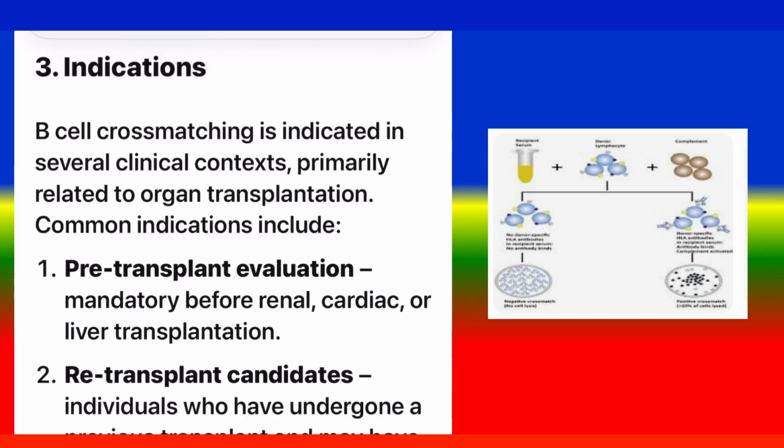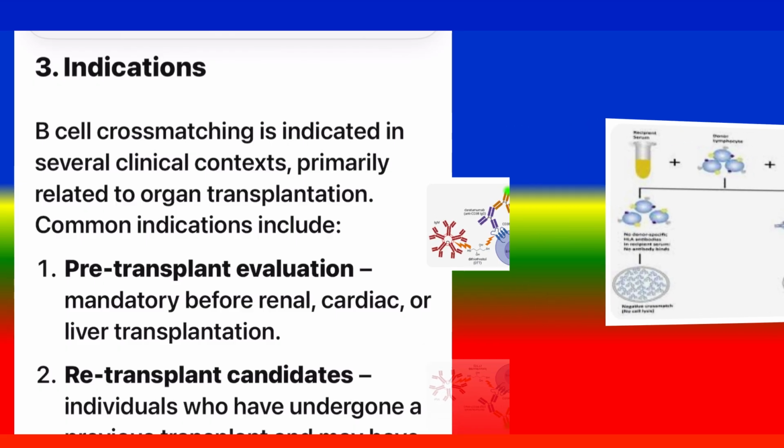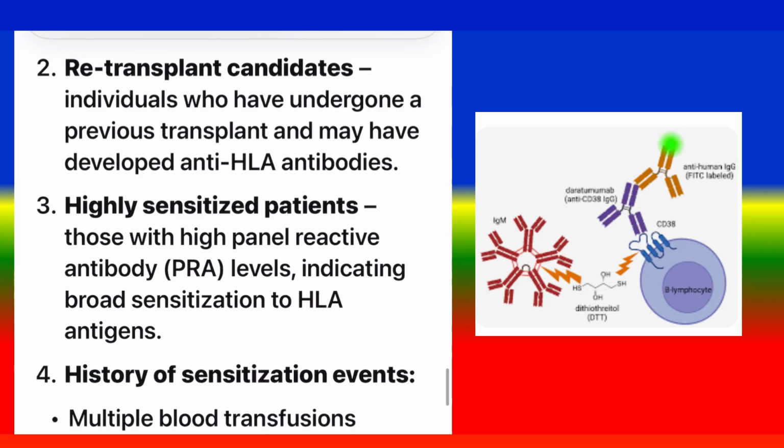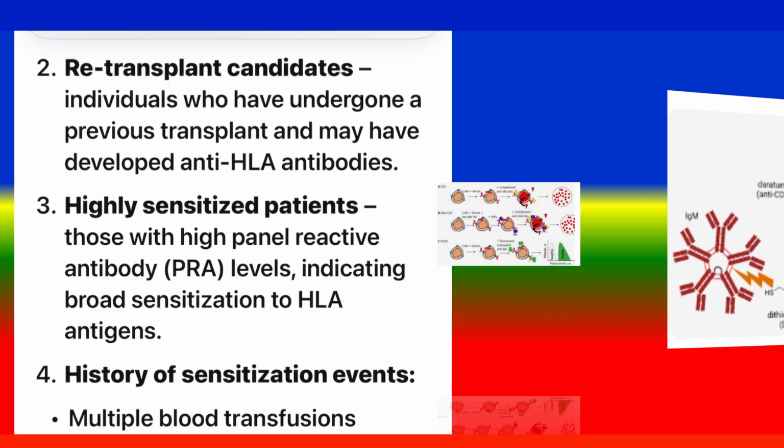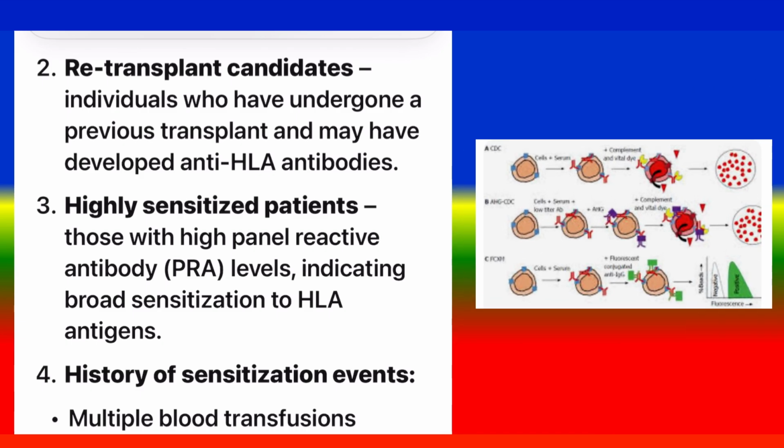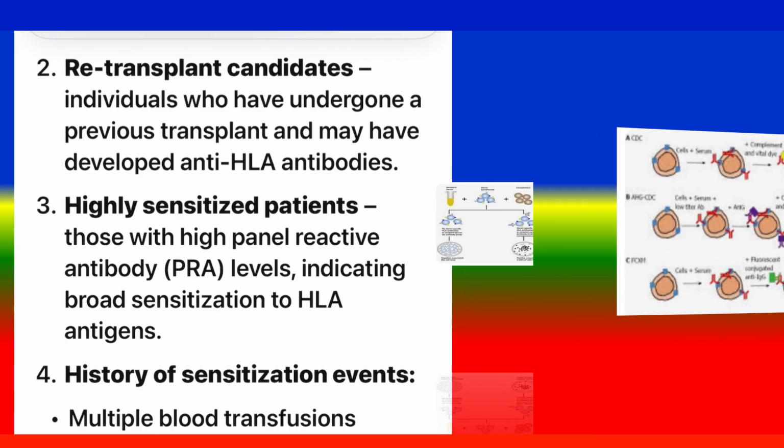Number 3. Indications: B-cell crossmatching is indicated in several clinical contexts, primarily related to organ transplantation. Common indications include: 1. Pre-transplant evaluation, mandatory before renal, cardiac, or liver transplantation. 2. Retransplant candidates, individuals who have undergone a previous transplant and may have developed anti-HLA antibodies. 3. Highly sensitized patients, those with high panel reactive antibody, PRA, levels, indicating broad sensitization to HLA antigens.